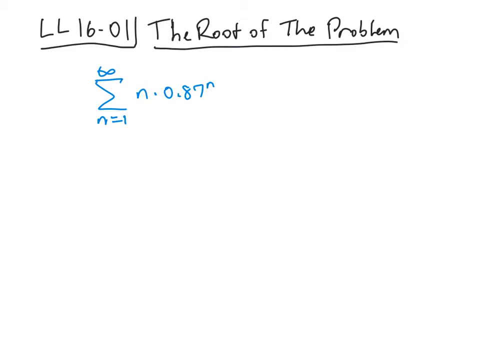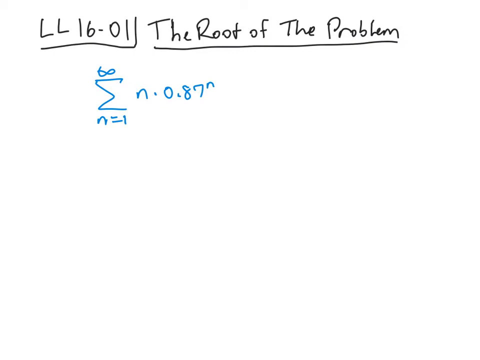So in this video, I'm going to give you one of two remaining series convergence tests that we have not yet talked about in class. But first, I want to do a little bit of review of a couple of methods for determining whether this series, the sum from n equals 1 to infinity of n times 0.87 to the n, converges or diverges. So you already know actually one method that is very useful in this particular case.